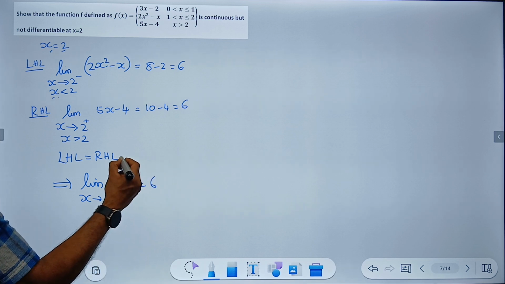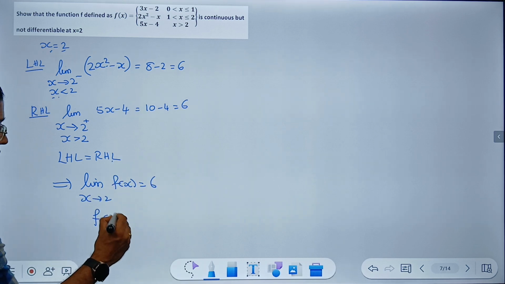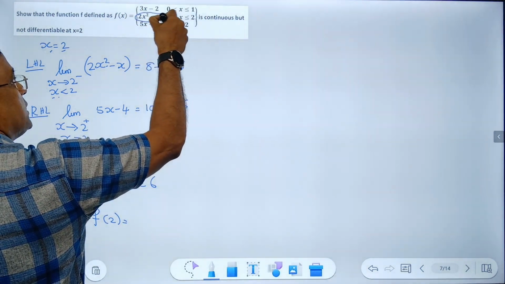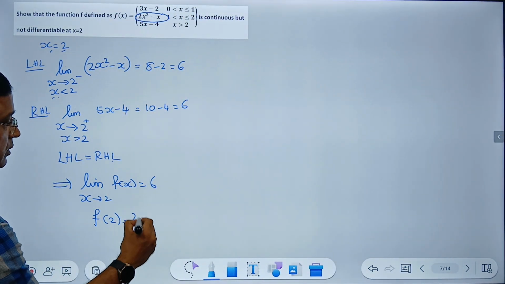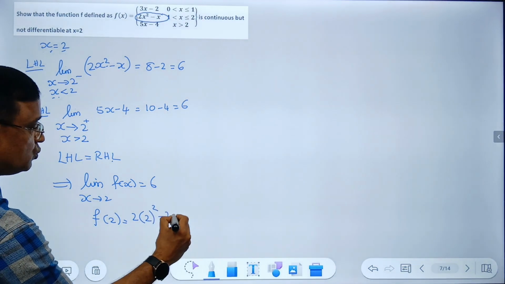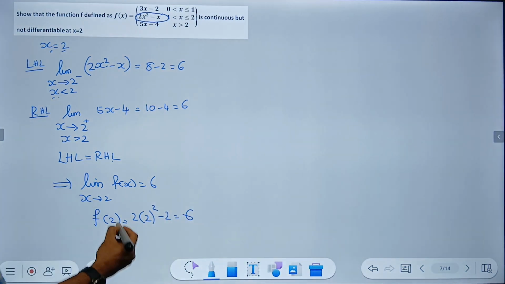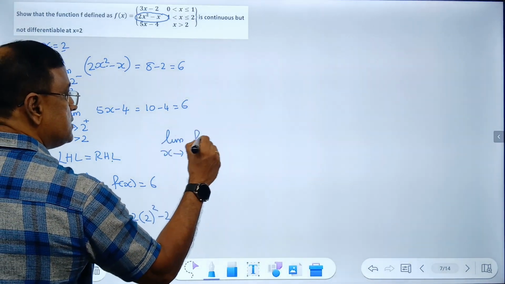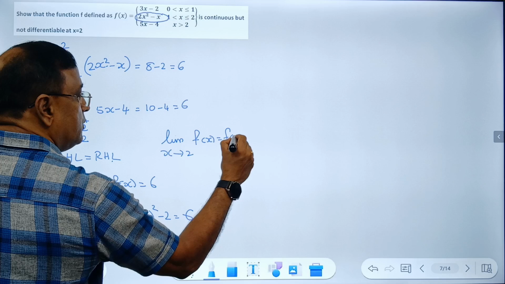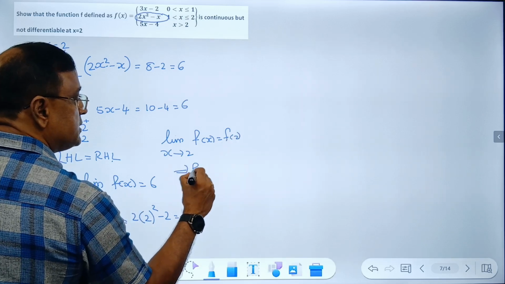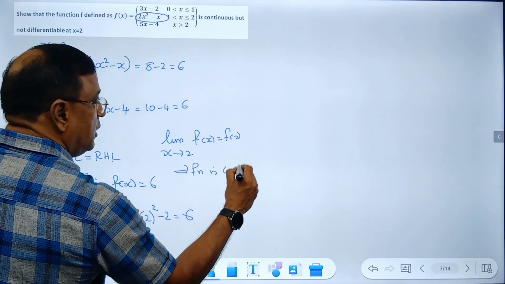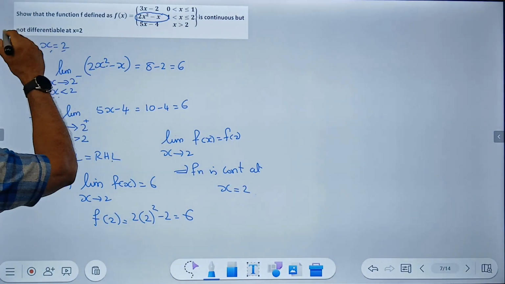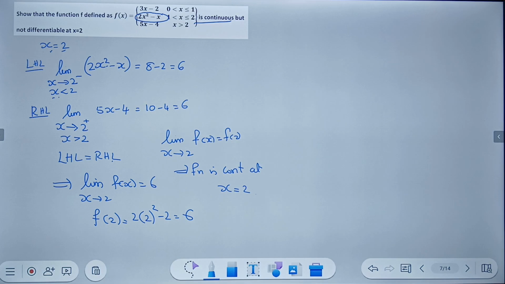Limit exists. What is f of 2? For f of 2, you have to substitute x is equal to 2 in this. What do you get? 2 into 2 square minus 2, which is also 6. So clearly, limit x approaches 2, f of x equal to f of 2. Therefore, what do you say? Therefore, I can say the function is continuous at x is equal to 2. So I have verified my first statement, that it is continuous.